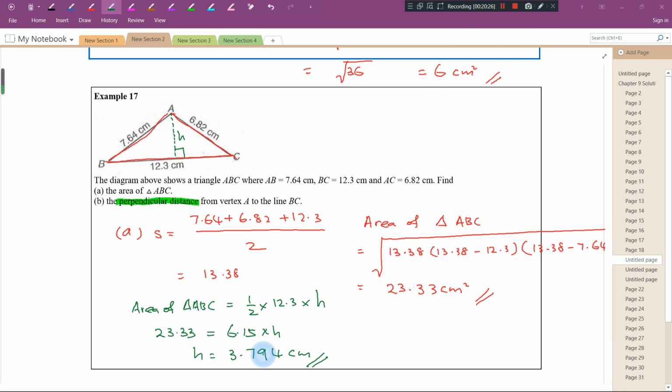Okay, so sorry, this one should be, let me calculate again, 23.33 divided by 6.15. 3.793, oh, should be 3.793. Okay, so this is a way how we use the Heron formula to help us to get the area of a triangle, and then how to find the perpendicular distance of a vertex to a side.